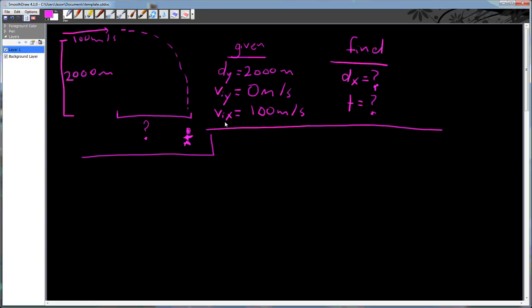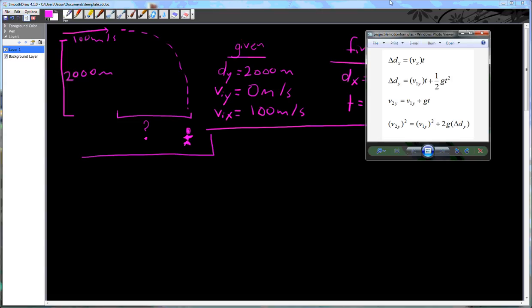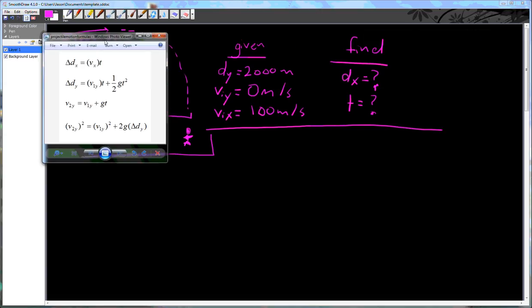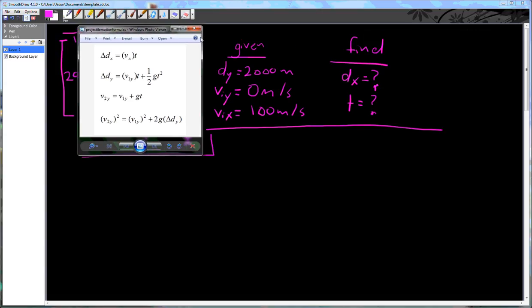Okay. How are we going to find t? This should be pretty familiar. Which of these formulas can we use to find t? It's this second formula here. Why can we use that? Because there's only one unknown. We know our VIY, we know our dy, we know g, and so t is the only unknown. And when there is one unknown, you can solve for it.